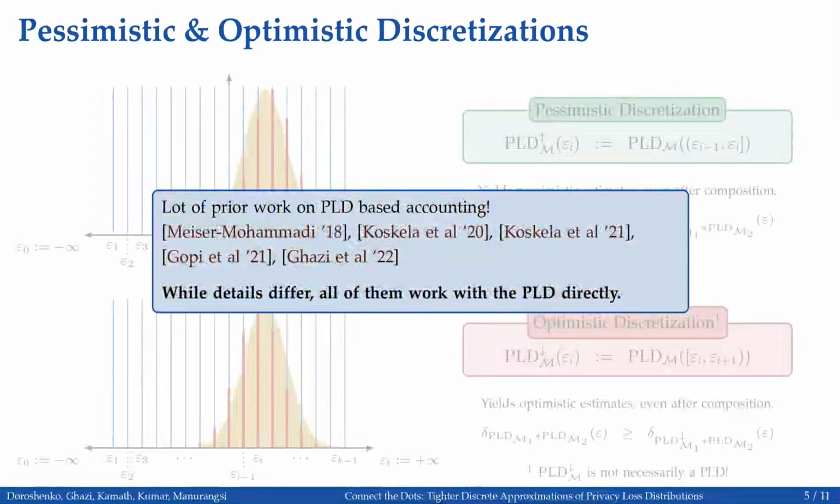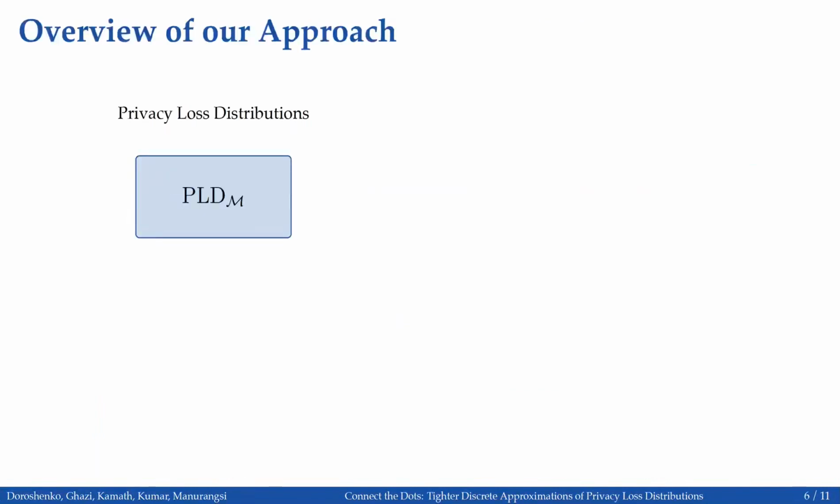There is a lot more prior work on this topic, which differ in the details of the discretization procedures. But one thing common among all these approaches is that they all work by discretizing the privacy loss distribution directly. We use a fundamentally different approach in our work.